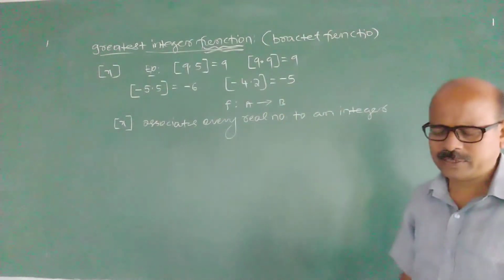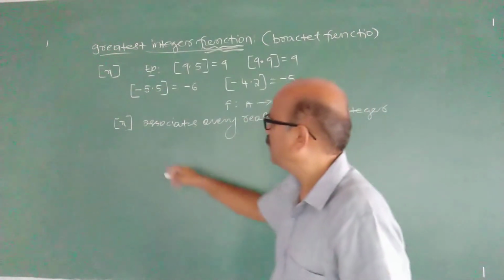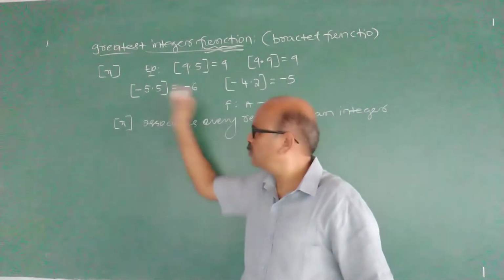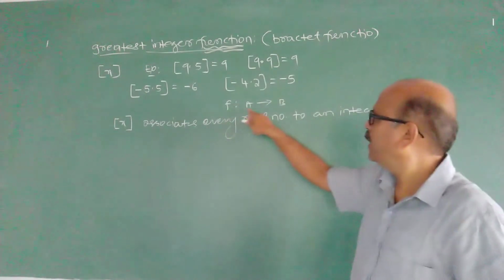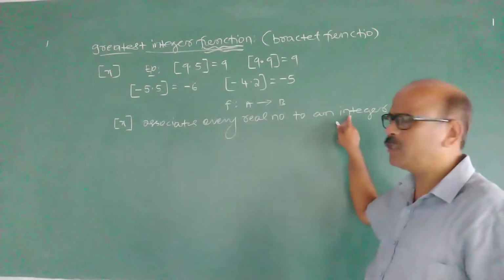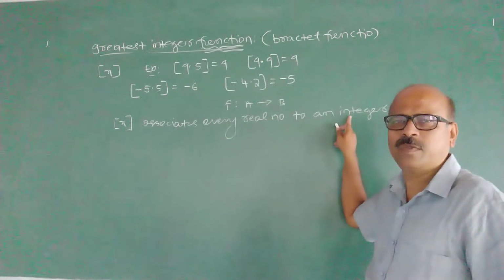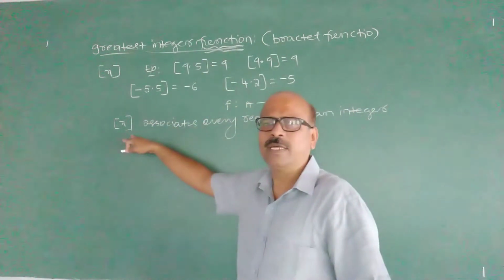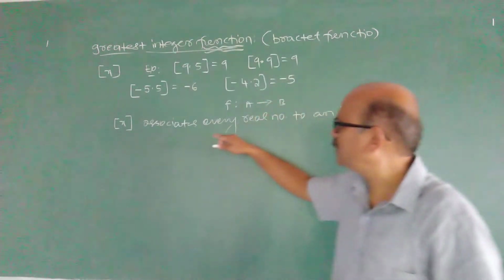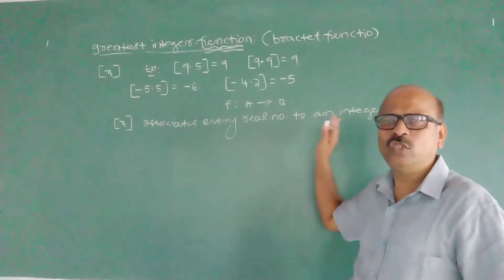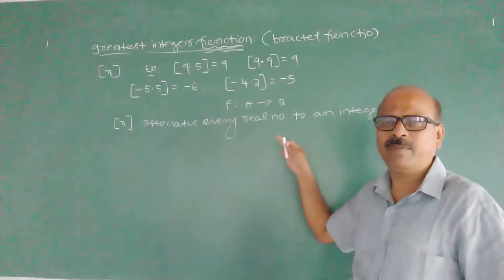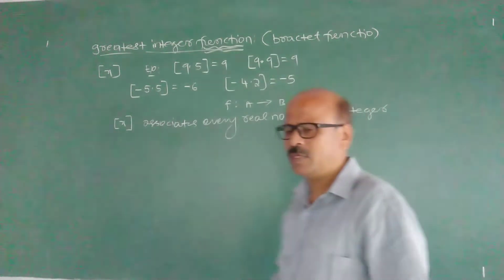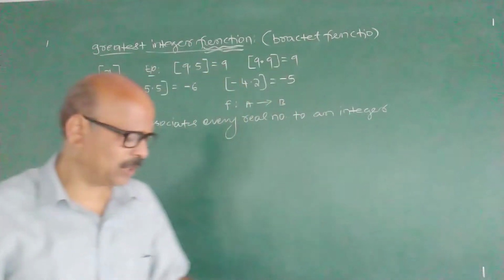It is a function because it associates, or relates, every real number with a unique integer. So what is the greatest integer function? It is a function which associates every real number with a unique integer, may be positive or negative, even 0. That is the definition of greatest integer function.